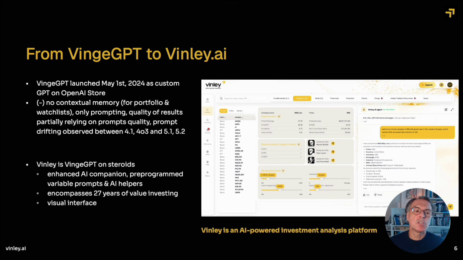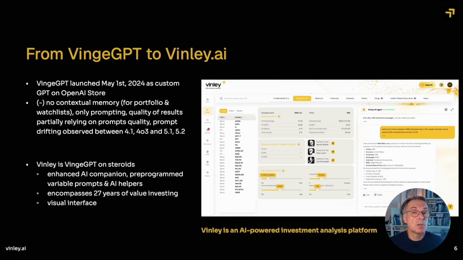So as I said, from WinGPT to Vinley.ai, we started the project with my co-founder Adrian in November 2023. We launched WinGPT, the first version, in May 2024 as a custom GPT on the OpenAI store. But we were lacking a couple of things. First of all, there was no contextual memory. If you have a portfolio, and I do have a portfolio with roughly 15 companies, I don't want to have to re-explain to the GPT each time what my portfolio is.